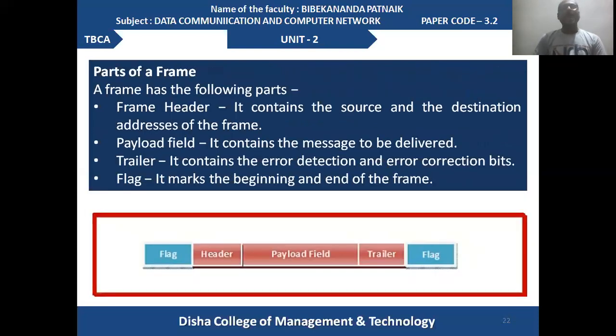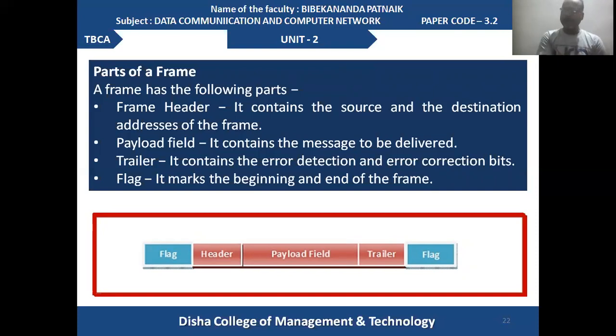So this is basically called the parts of the frame, and the frame consists of four parts. The first one is called the frame header. Over a communication network, the frame must have a sequence of parts. Like the frame header, it contains the source and destination address of the frame.